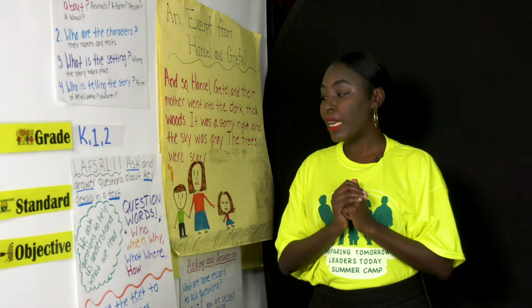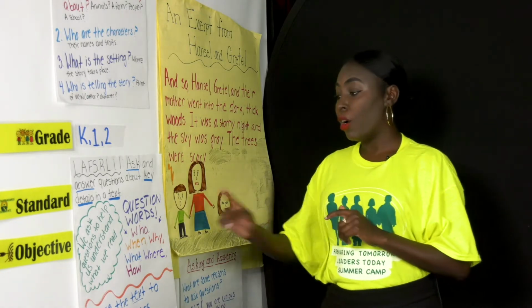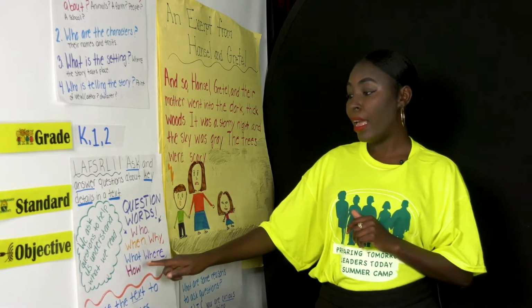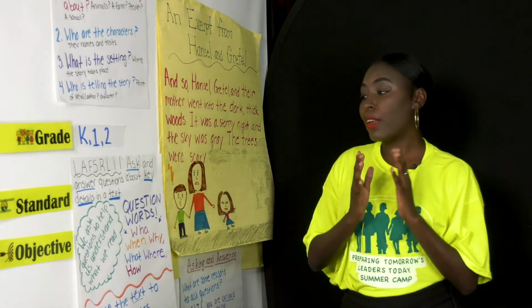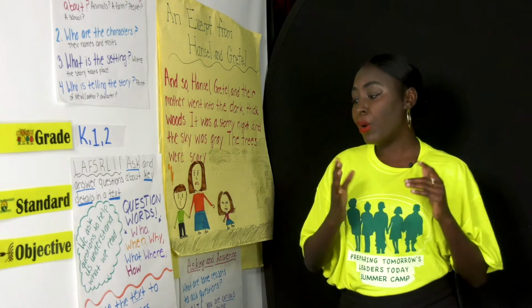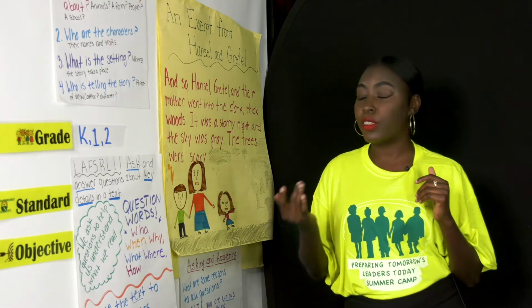Okay? Now when we read, keep in mind these question words: who, when, why, what, where, and how. And we ask questions to help us understand what we read, and we use the text to find our answers.